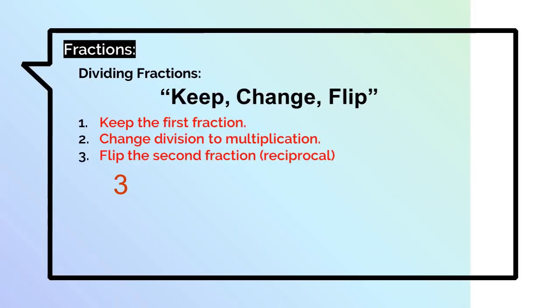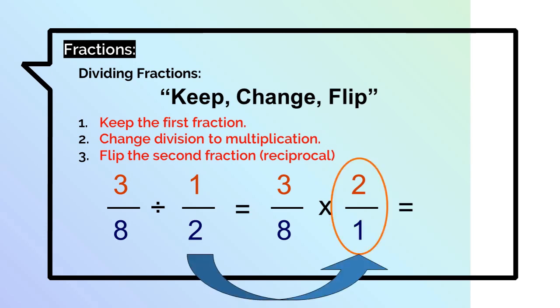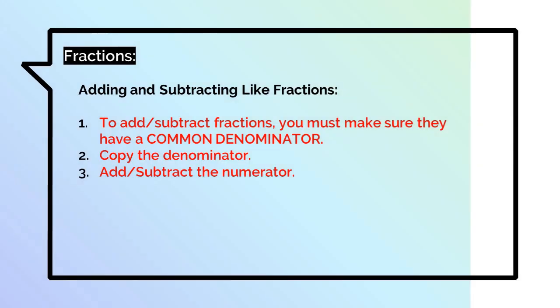For example, we have 3 over 8 divided by 1 over 2. So you have to keep the first fraction. So 3 over 8 will be the same. Change division to multiplication and get the reciprocal of 1 over 2. So it will be 2 over 1. Multiply the fractions. 3 times 2 equals 6. 8 times 1 equals 8. So we have 6 over 8.